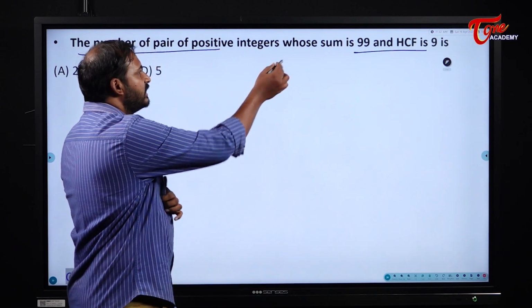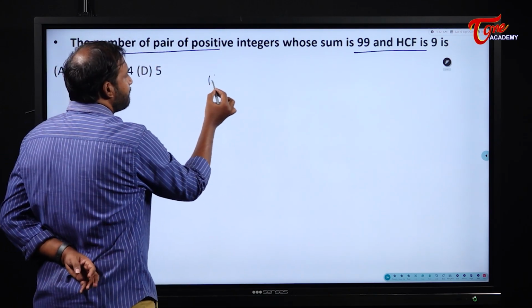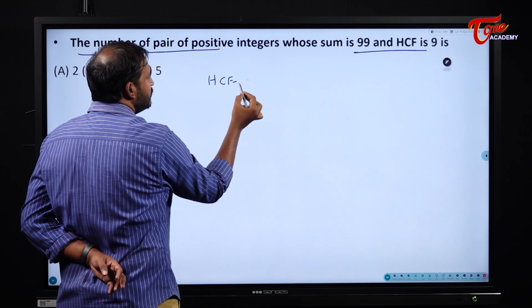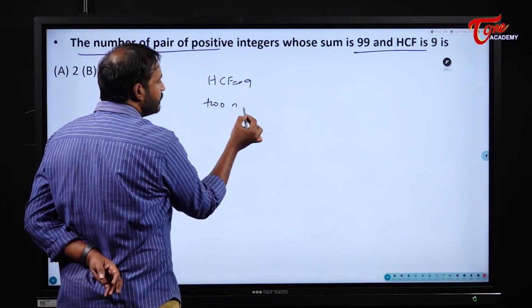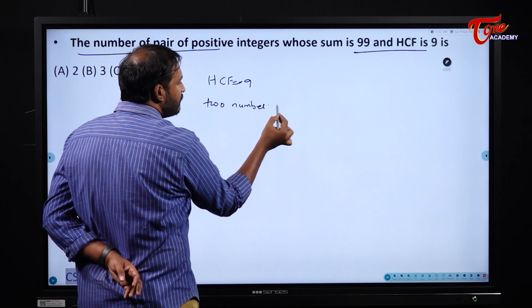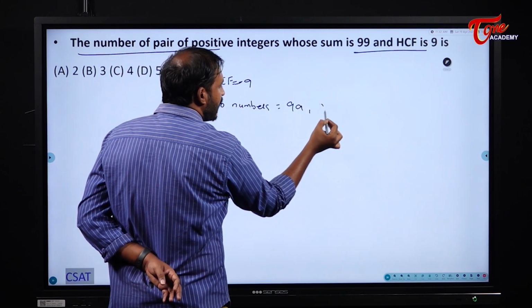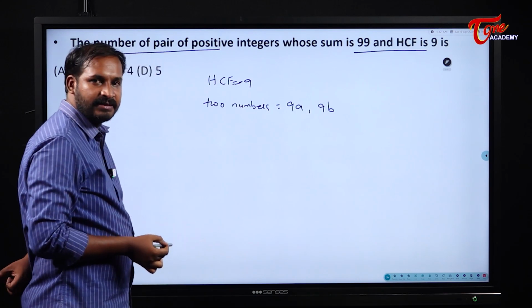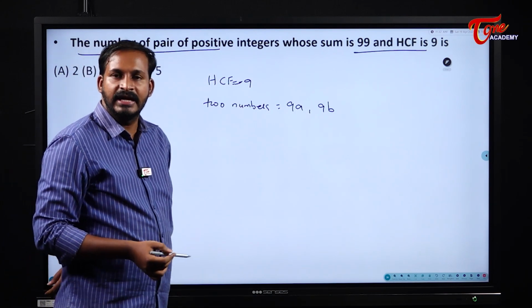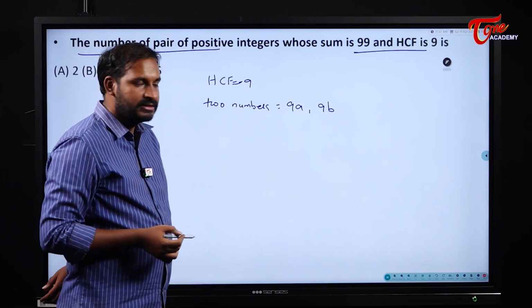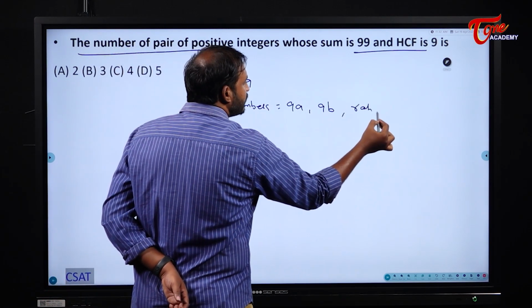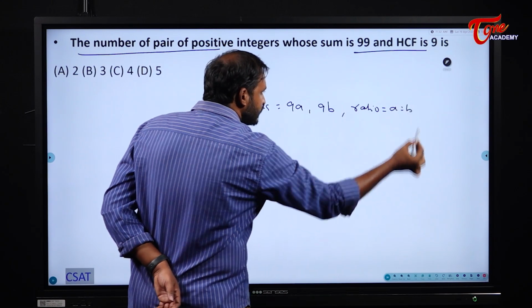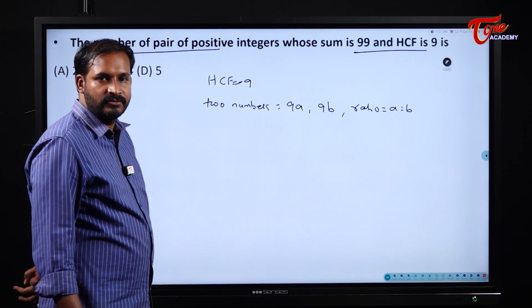Why? Because see here, HCF is 9, right? If HCF is 9, what are the two numbers I can take? Tell me, the two numbers will become 9A and 9B. Assume that those two numbers are 9A and 9B. Why? Because HCF is 9. And the ratio between them will become what? The ratio becomes A is to B.